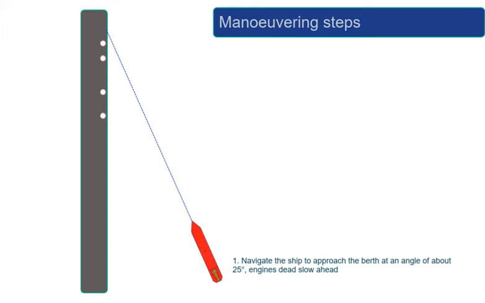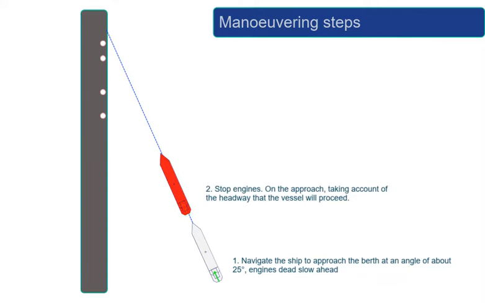Maneuvering steps. There are mainly 4 basic steps. Step 1. Navigate the ship to approach the berth at an angle of about 25 degrees, engines dead slow ahead. Step 2. Stop engines on the approach, taking account of the headway that the vessel will proceed.